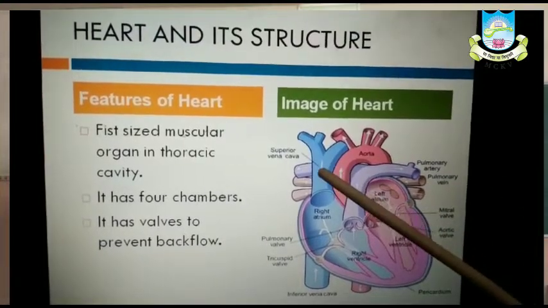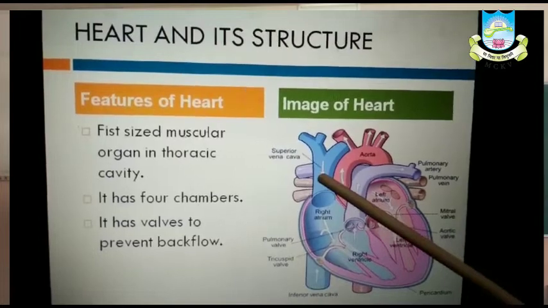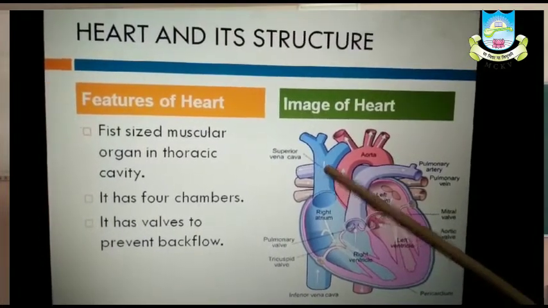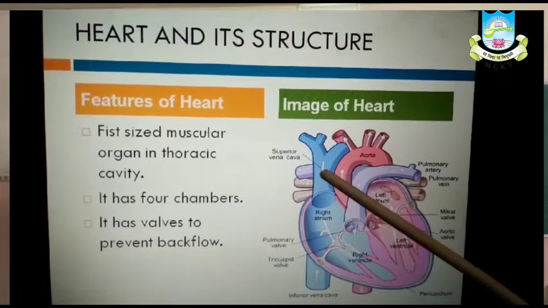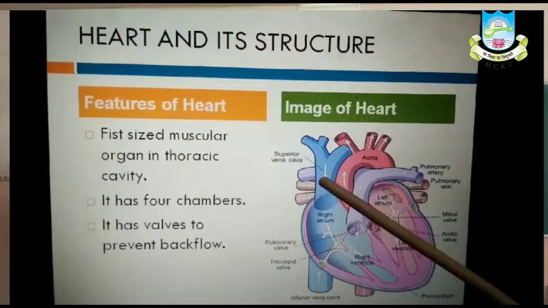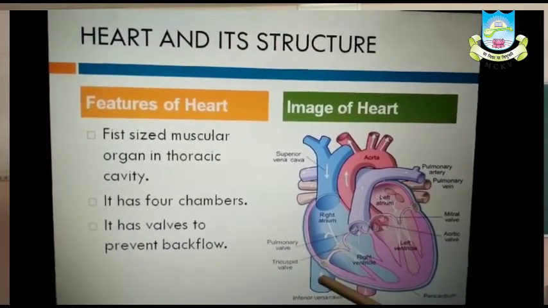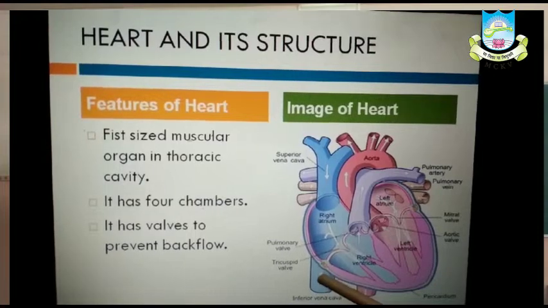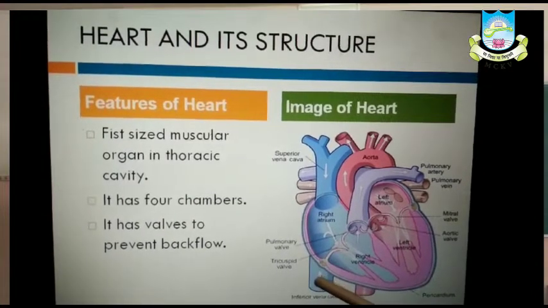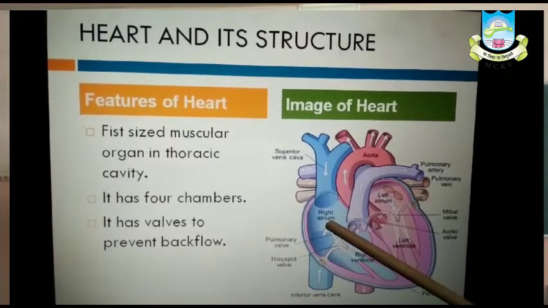And this is the superior vena cava and this one is the inferior vena cava. Superior vena cava brings impure blood or deoxygenated blood from all the parts of the body located above the heart, like your eyes, ears, nose, face, neck, etc. And inferior vena cava brings impure blood from the parts of the body located below the heart, like your legs, your kidney, your stomach, etc. and puts this impure blood into the right auricle.